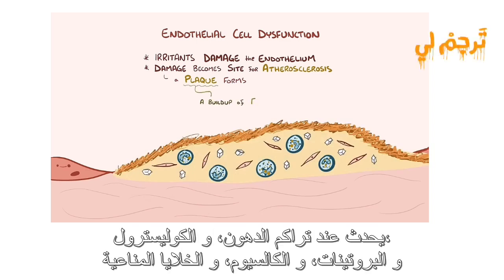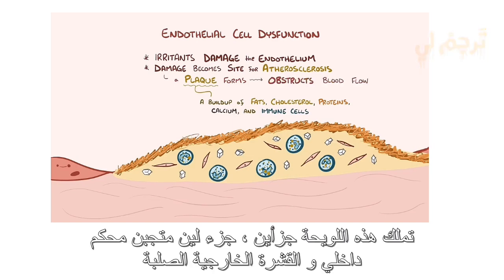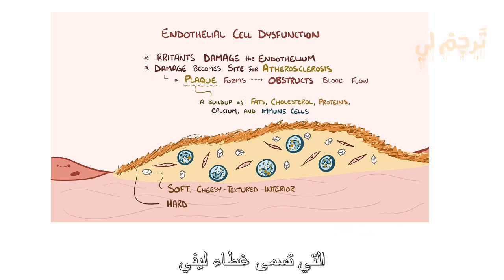This is when a buildup of fat, cholesterol, proteins, calcium, and immune cells form and start to obstruct arterial blood flow. This plaque has two parts to it: the soft, cheesy, textured interior and the hard outer shell, which is called the fibrous cap.